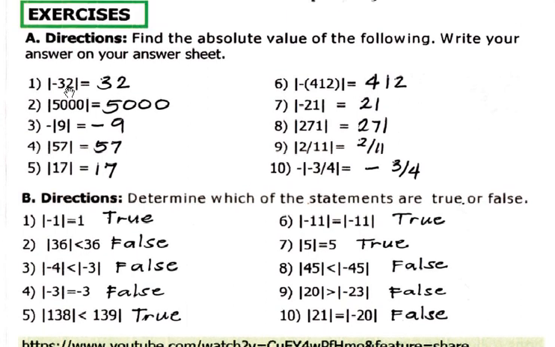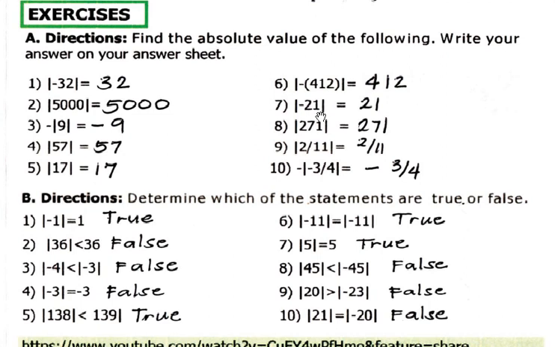For number 1, what is the absolute value of -32? Obviously, it is 32. Absolute value of 5,000 is 5,000. Negative of the absolute value of 9, so you carry the sign negative. And what's the absolute value of 9? It is 9. Then absolute value of 57 is equal to 57, positive. Absolute value of 17 is equal to 17, positive. Absolute value of -412 is 412.